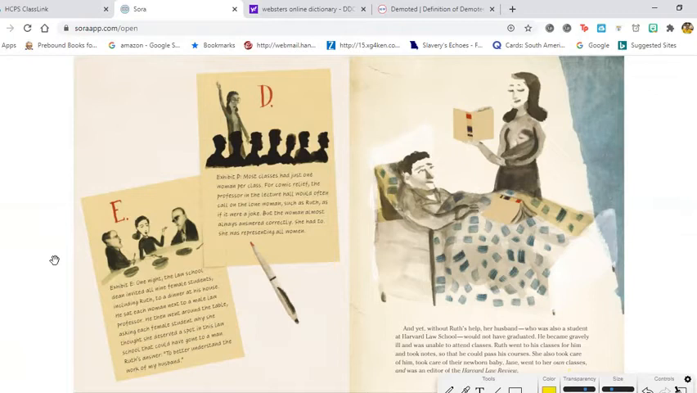Exhibit D. Most classes had just one woman per class. For comic relief, the professor in the lecture hall would often call on the lone woman, such as Ruth, as if it were a joke, but the woman almost always answered correctly. She had to. She was representing all women. I love that. I love that line. She was representing all women.